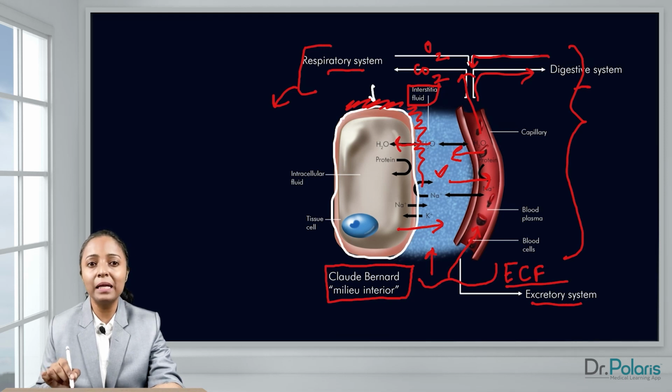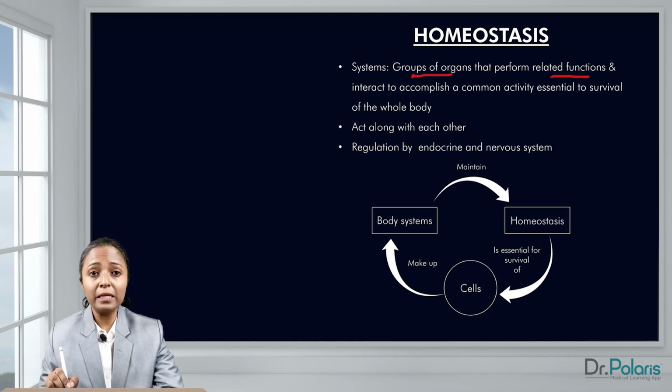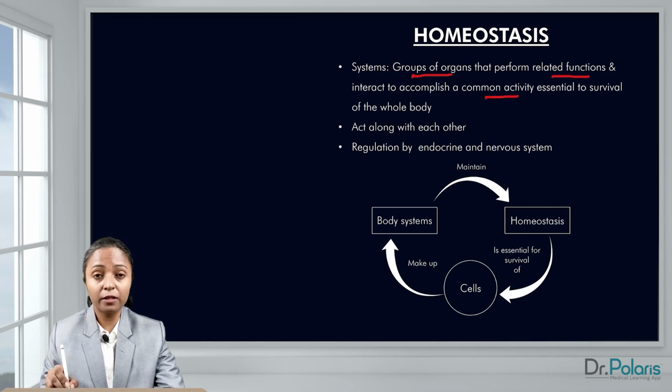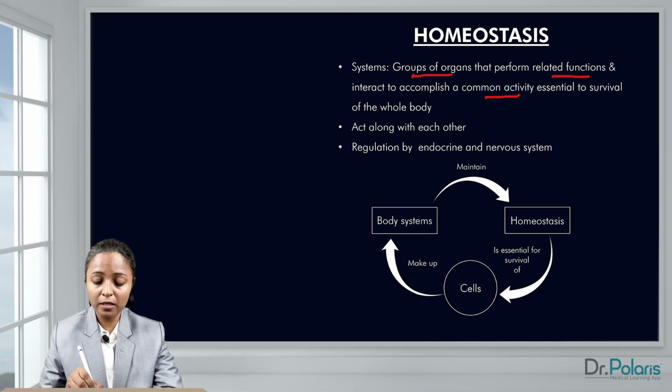So it's like many are working for one and one is working for many, right? So for homeostasis, groups of organs perform related functions to basically accomplish a common activity which is essential for the survival of each cell and hence for the whole body, and they are acting together, along with each other. Plus, this action of different organ systems is regulated by the endocrine and nervous system in an integrated manner.